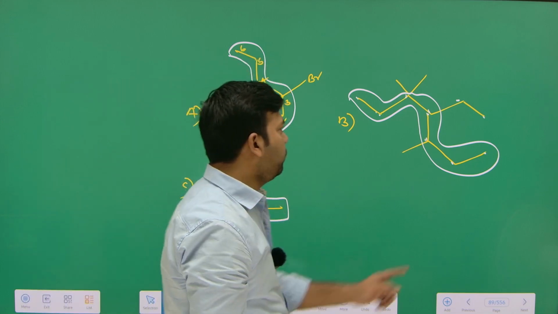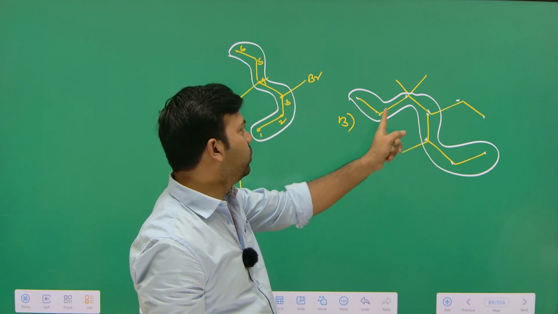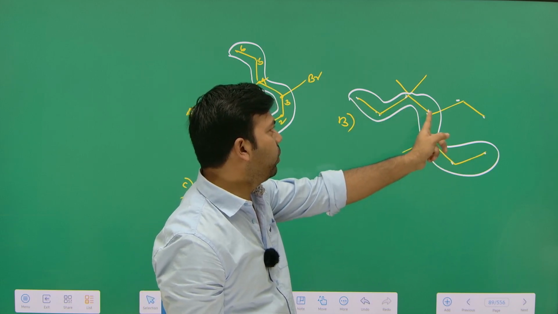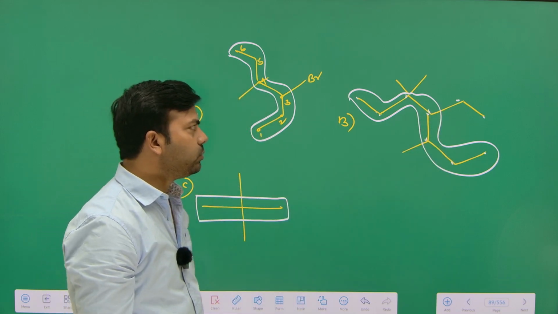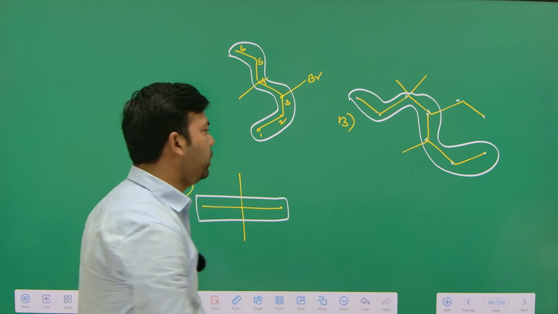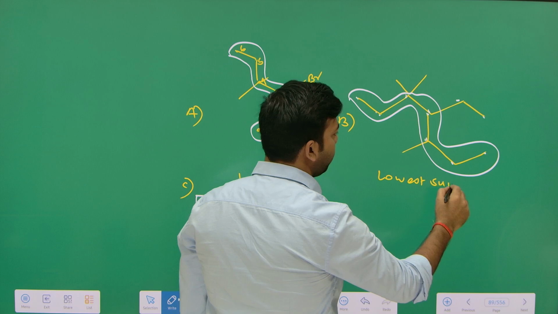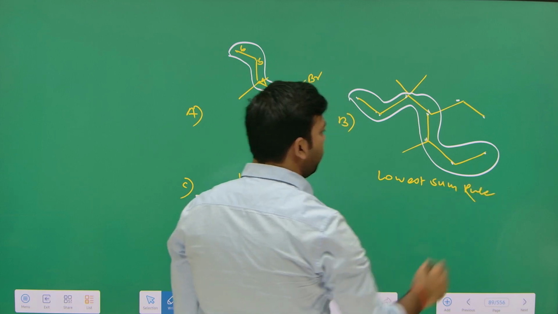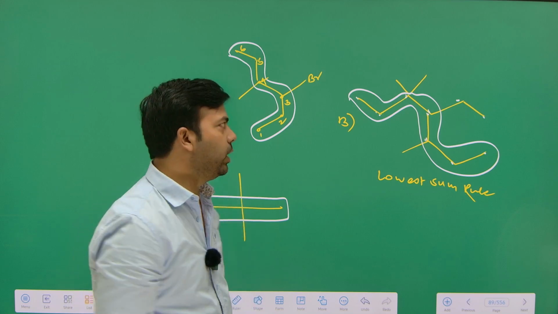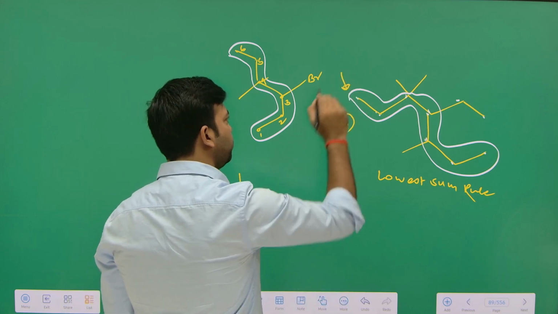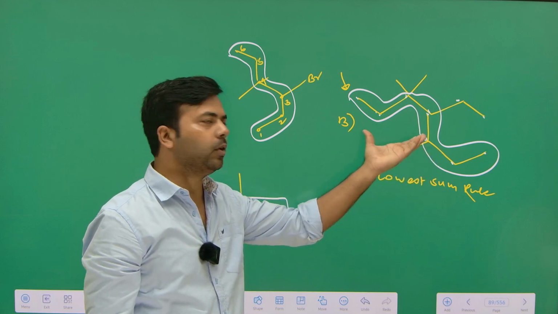In this case, if you start the numbering from here, 1, 2, 3, 1, 2, 3, and then number 4 has an ethyl on both sides. So which one is the parent chain? Look here. We will apply the lowest sum rule. What is this? We will calculate the sum of all the substituent positions on both sides. So look here. If you start from this end, why am I going to do this? Because we have the same branches at all the positions.